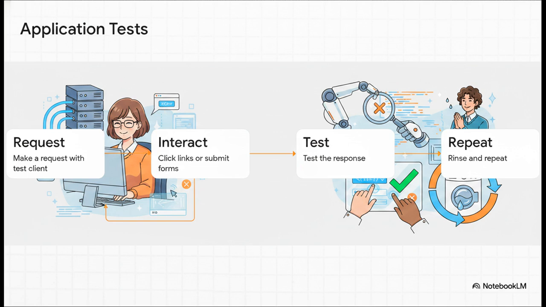Step 1, you make a request with the test client. Step 2, you interact with the page, like clicking a link or submitting a form. Step 3, you test the response to make sure the application behaved correctly. And then you just rinse and repeat. The beauty here is that this test client acts just like a browser, but without the massive slowdown of real HTTP transport, so it's incredibly efficient.